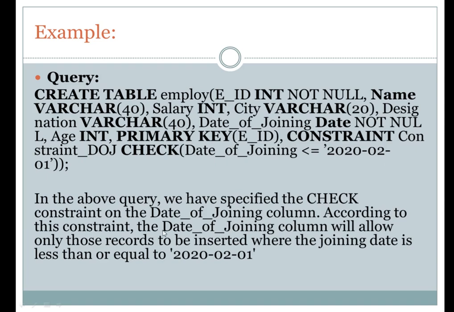In the above query we have specified the check constraint on the date of joining column. According to this constraint, the date of joining column will allow only those records to be inserted where the joining date is less than or equal to this mentioned date. Any joining date other than that will not be accepted.